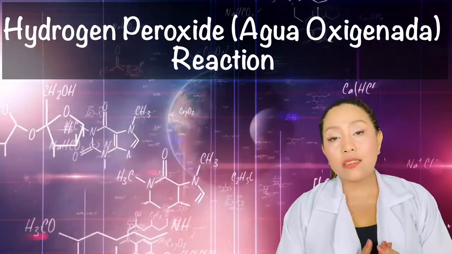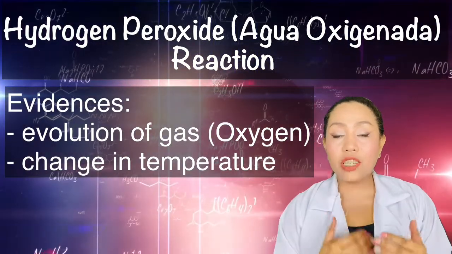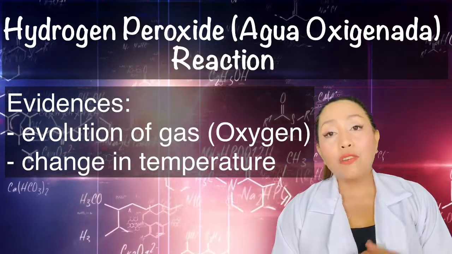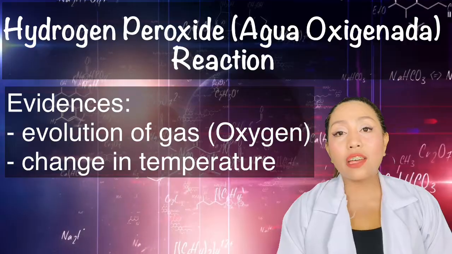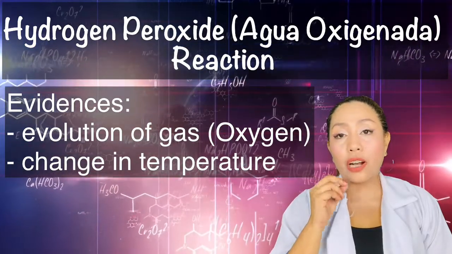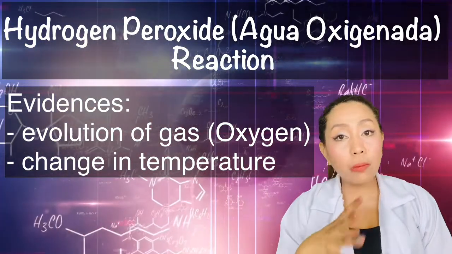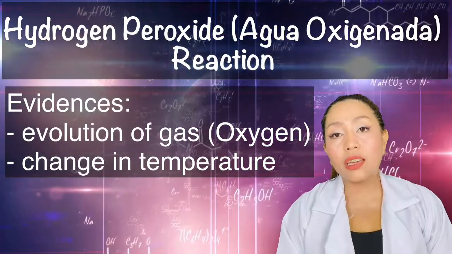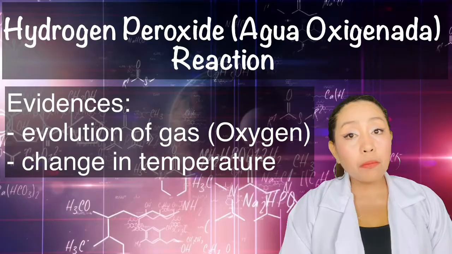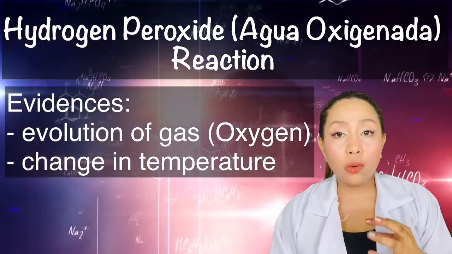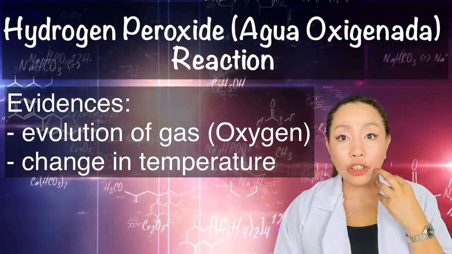The evidences for the chemical reaction in this experiment are the evolution of gas, because as you can see, as we poured the manganese dioxide onto our agua oxinada, there were bubbles at the top of the solution. And there is also a change in temperature, because if you touch it, you will feel that it turned hot.